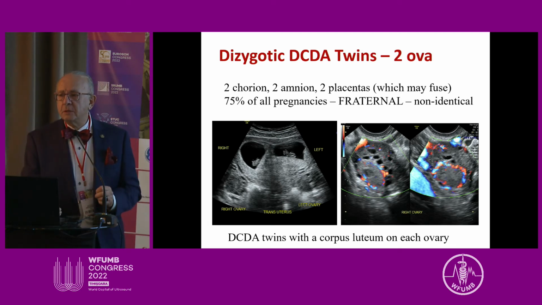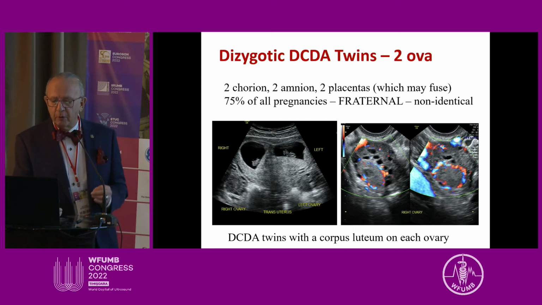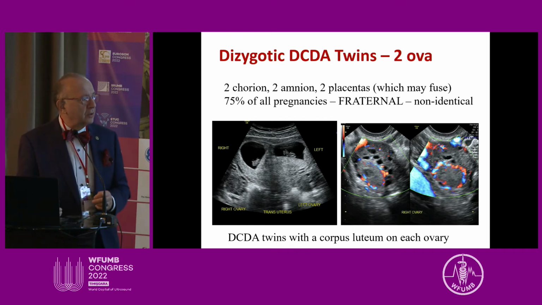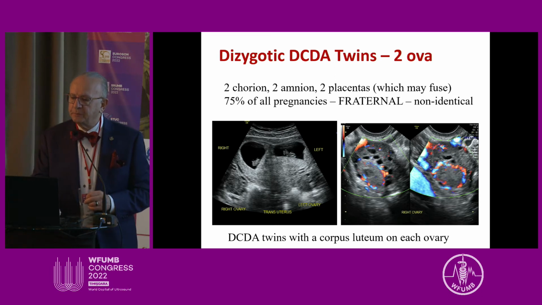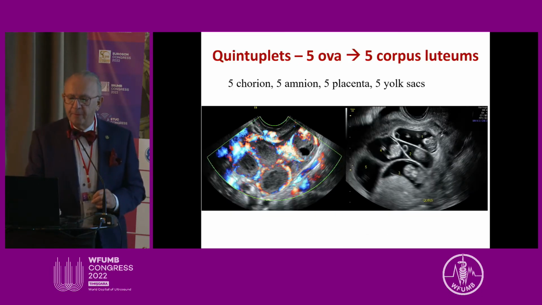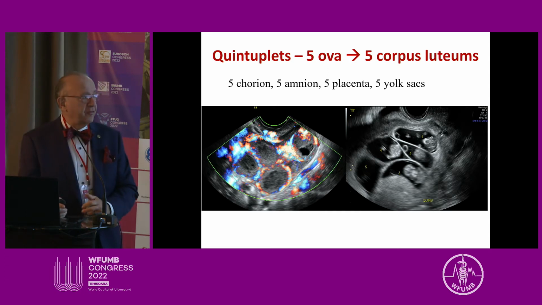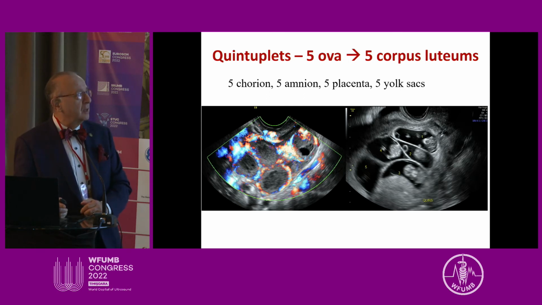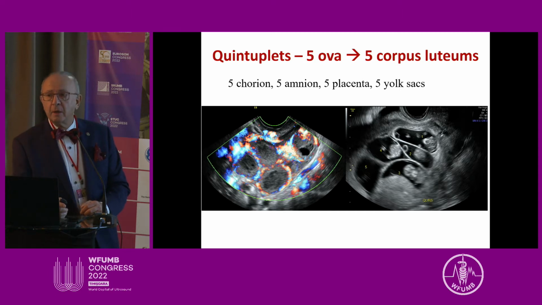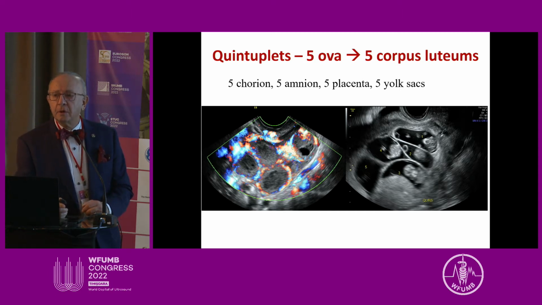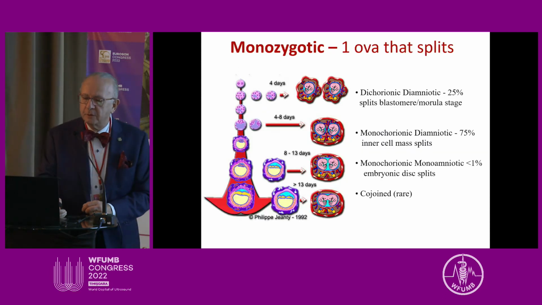Now, it's easy to recognize them because early, if you look at the ovaries, there are 2 separate corpora lutea, as you can see on the right side of the image. Now, quintuplets, if they are di-di, will have 5 chorion, 5 amnion, 5 placenta, 5 yolk sac, and 5 corpora lutea, usually secondary to induction of ovulation by medications.